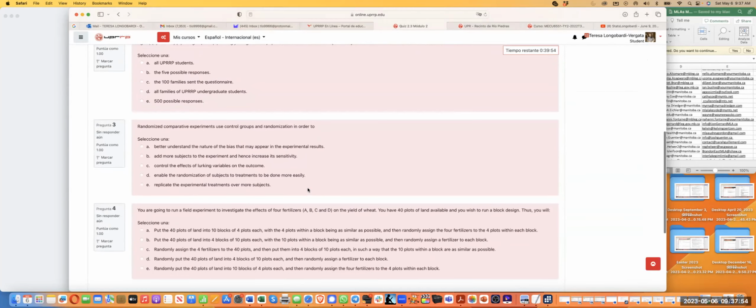No, it is still question 4. Okay, so it is the one with the fertilizers. You are going to run a field experiment to investigate the effect of 4 fertilizers on the yield of wheat. You have 40 plots of land available and you wish to run a block design. So what is the key point that you need to remember about block design? How can you summarize it in a few words?